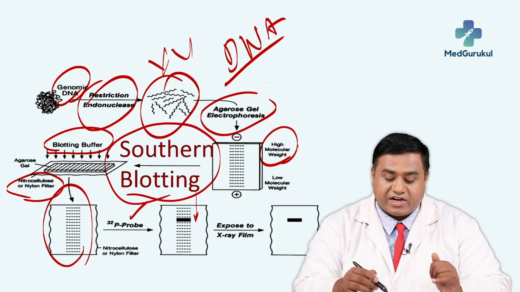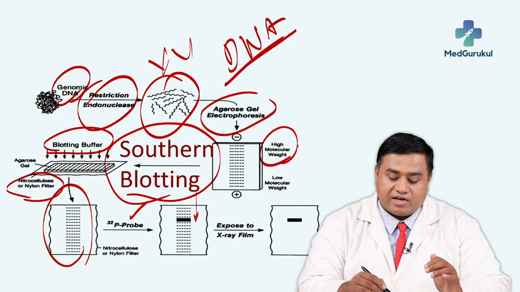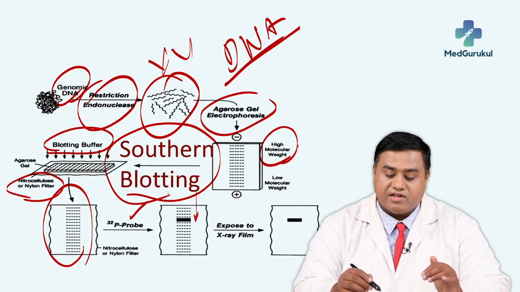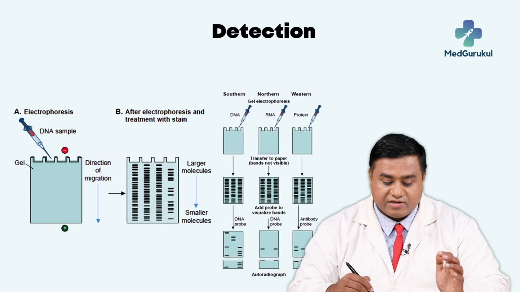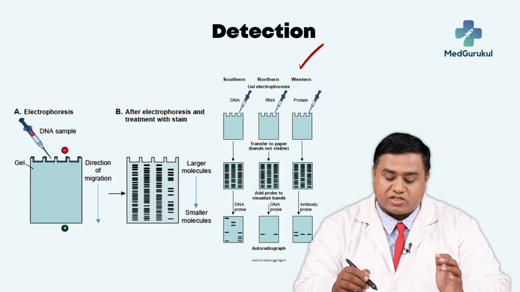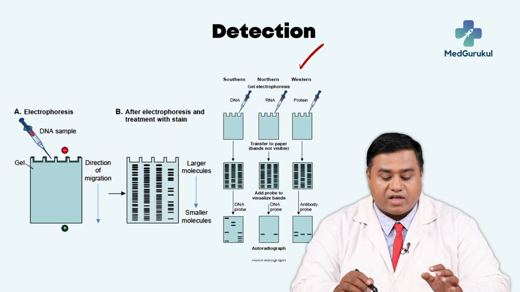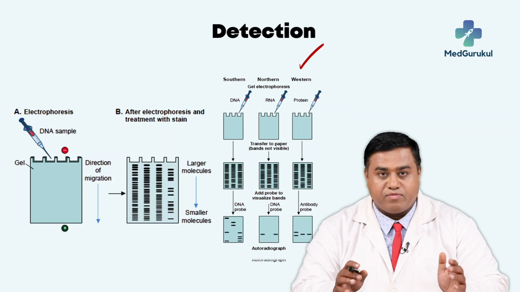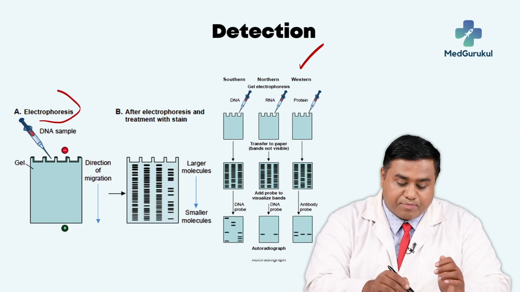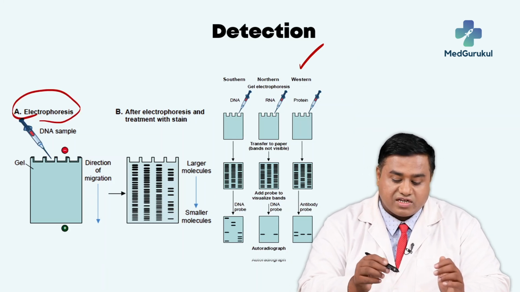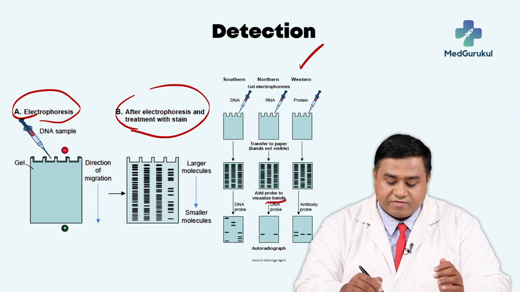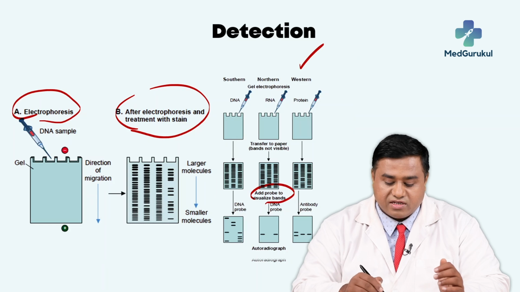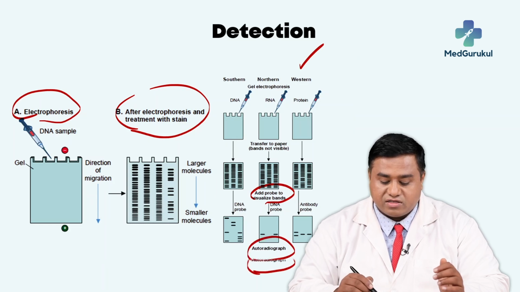So, the technique of detecting DNA is called southern blotting, technique of detecting RNA is called northern blotting, and technique of detecting protein is called western blotting. And the procedure is same. You run the sample on electrophoresis, transfer onto a nitrocellulose membrane and apply probes to detect or visualize the target molecule.